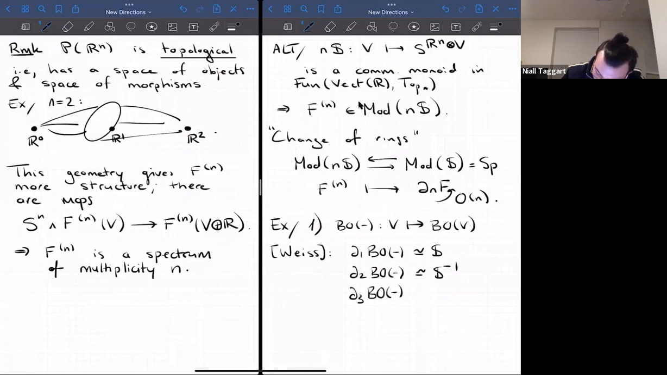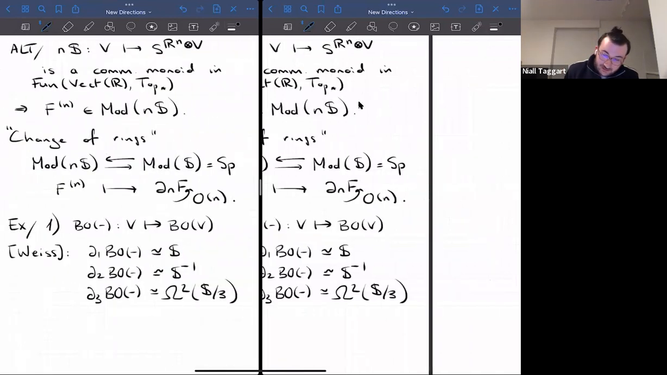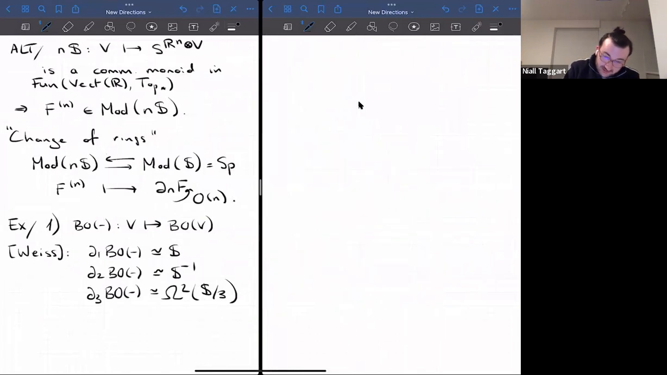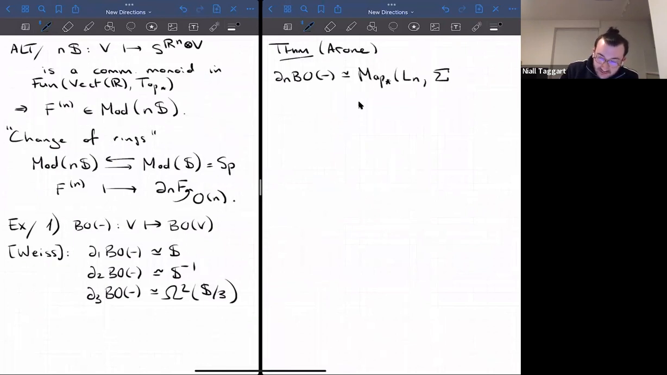The third derivative is loops squared on the mod 3 Moore spectrum. There's actually a closed formula for these guys. I guess this is a theorem of Arone, which says that the nth derivative of BO is maps from some complex called L_n to the suspension spectrum of the one-point compactification of the adjoint representation of O(n).